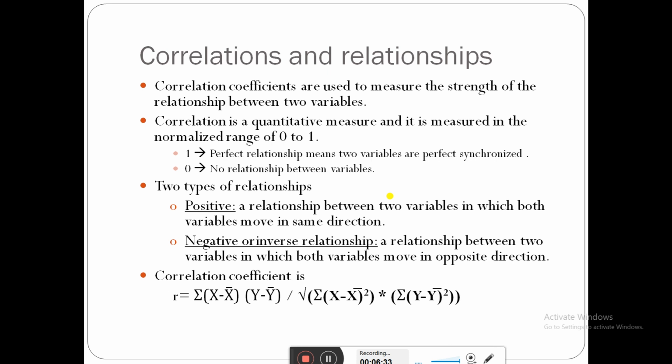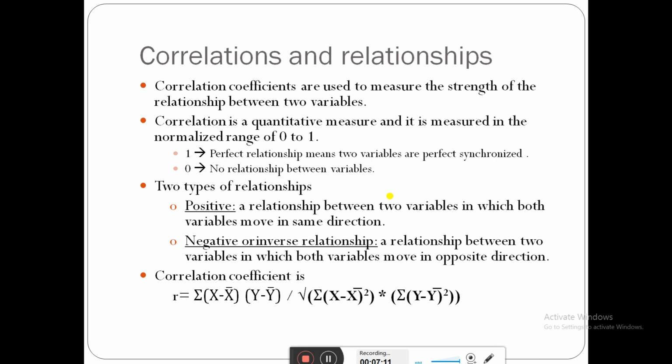Next, there are two types of relationships. One is a positive relationship, another one is a negative or an inverse relationship. A positive relationship is a relationship between two variables in which both variables move in the same direction. If the two variables move in the same direction, then it is a positive relationship. If they move in the opposite direction, then it is called a negative or an inverse relationship. These are the two types of relationship.